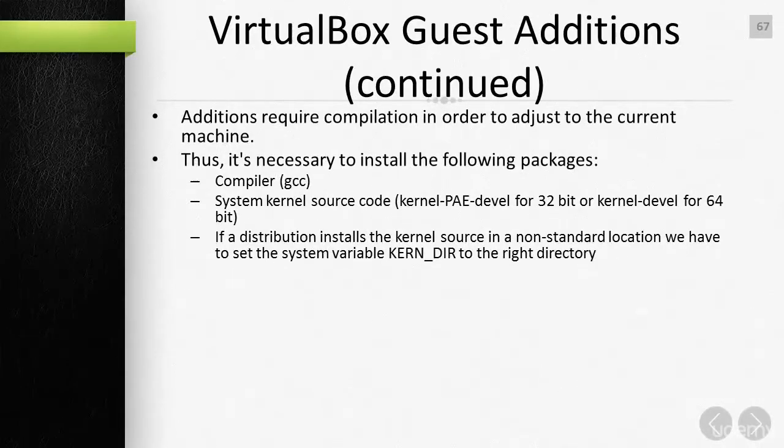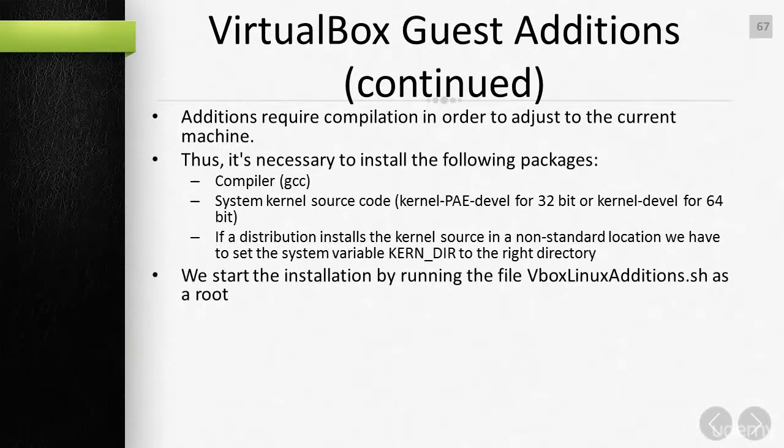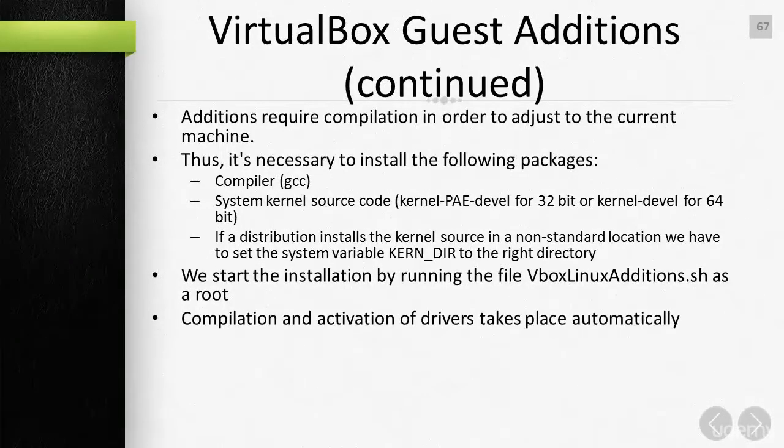Some distributions place the kernel source code in atypical locations. In such a situation, it's recommended to define the KERN_DIR manually. The rest of the installation process is easy. Switch to the administrator account and open the file vboxlinuxadditions.sh from the virtual CD. The system will compile, install, and activate all the drivers automatically. The user doesn't have to give names and locations of needed directories. The system should find them automatically.